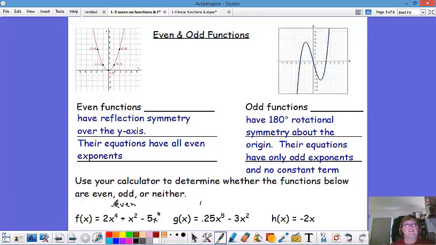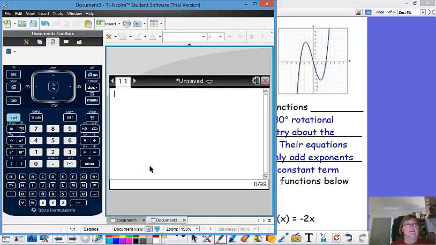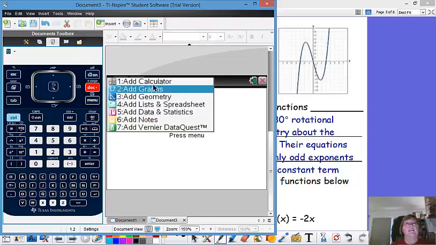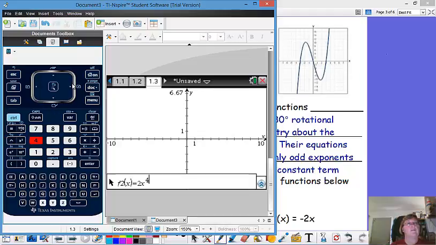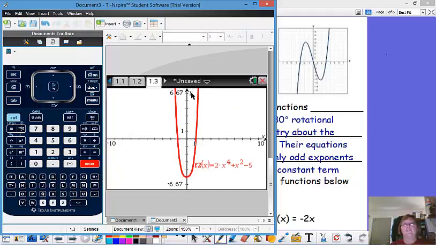I'm going to grab my calculator, 2x to the 4th plus x squared minus 5. And I'm going to go ahead and graph that. So I need to add a page that's got a graph. Okay, so we are 2x raised to the 4th power plus x squared minus 5. Good. We hit enter, and here's our function, and sure enough you can see that even function symmetric about the y-axis.